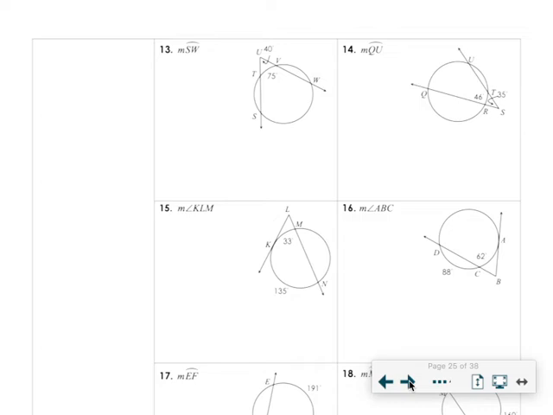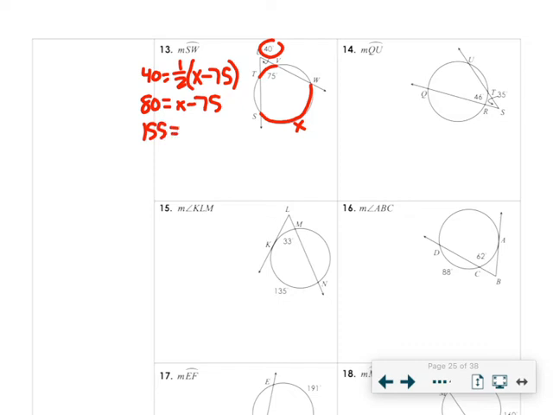So SW, now they're asking for the arc. They want the big arc, so make sure we put that in the right spot. The little arc is 75, the outside angle is 40. So 40, and this is my X this time, is equal to 1/2. We got to put the big arc first, so that's X this time. X minus 75. Easiest thing you can probably do is just double both sides from there. That'll give us 80 is equal to X minus 75, and then we want to add 75 to both sides. So 155 is going to be X. So the big arc is 155 degrees.